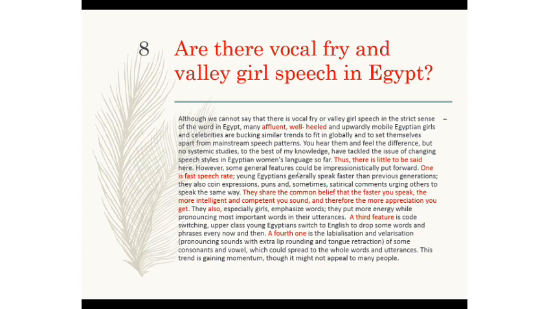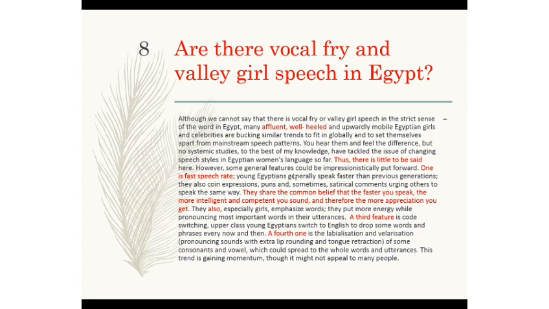A third feature is code switching, and code switching is not new; it's there. But upper class young Egyptians switch to English to drop some words here and there, now and then, and so on. A fourth feature is the velarization.